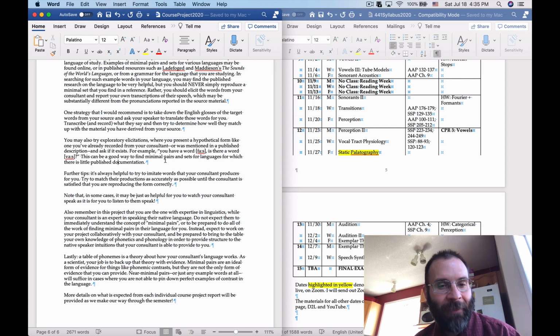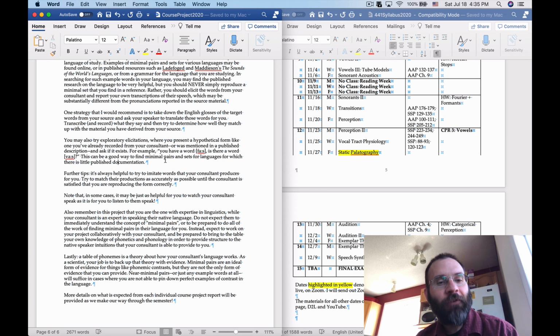So instead of that, expect to work on your project collaboratively with your consultant and be prepared to bring to the table your own knowledge of phonetics and phonology in order to provide structure to the native speaker intuitions that your consultant is able to provide to you. Yeah, so they have intuitions. They don't necessarily have any explicit knowledge about how language works. That's what you do. That's why you're going to school and getting this degree. So put it to good use in this context.